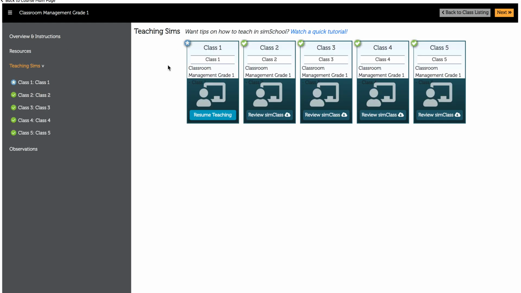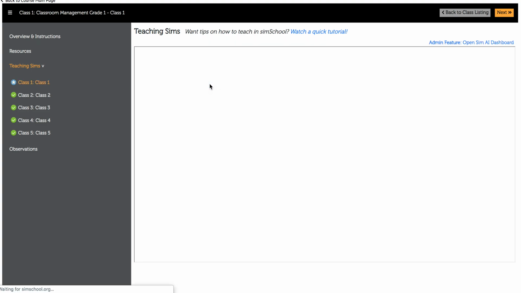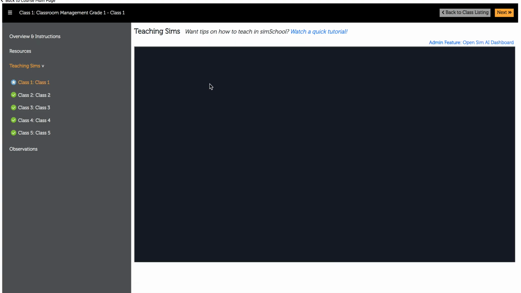Now you'll notice in this particular class, I'm going back and I'm teaching class 1 again. I've already taught the other classes and I've looked at an observation report. That's what turns the blue star into a green check mark, is when I've taught the class for the required amount of time, I've gone to observations, and I've actually built a report. So I'm reteaching this class. And we're going to go ahead and start it together.